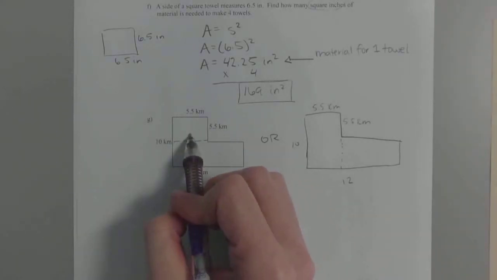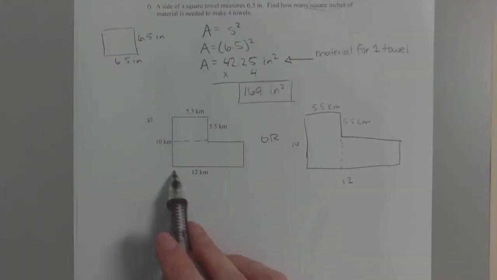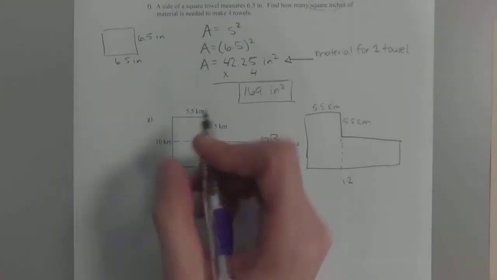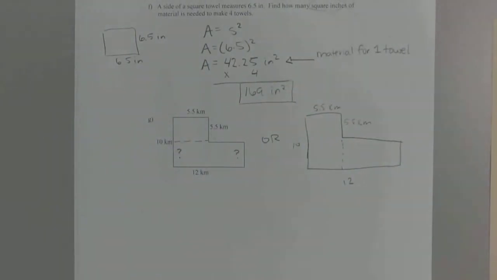Okay, so this is 10, this is 12. All right, so if we're going to do it this way, what we have to do is realize we have a square, right? Because we have a 5 by 5 square. And then we have a rectangle that's 12 kilometers long. The question is, what are these sides? And we kind of did this, I think, a while ago. All right, so if we have a side of 10, but 5.5 is taken up here, how much does that leave for the bottom part?